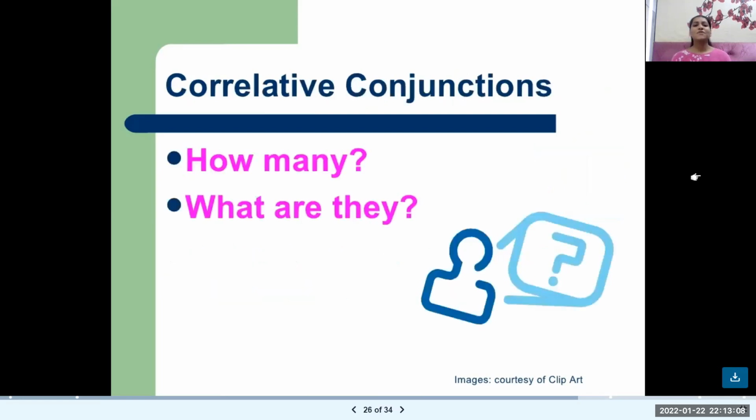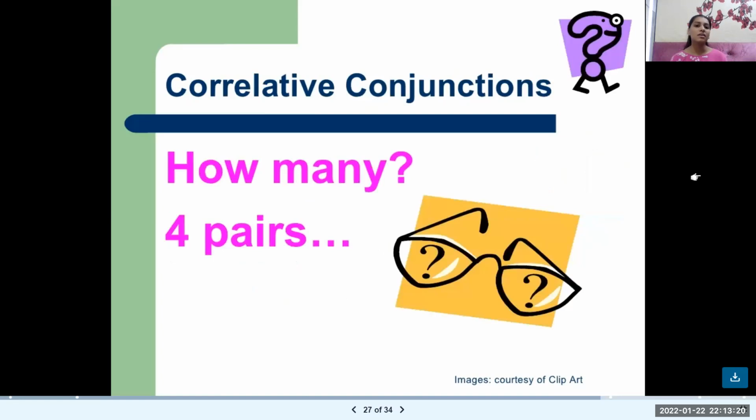Now, let us see the final conjunction type, which is called correlative conjunction. Again, in this part, we will see how many of them there are and what they are. So let us see the first one. How many of them are there? There are 4 pairs.